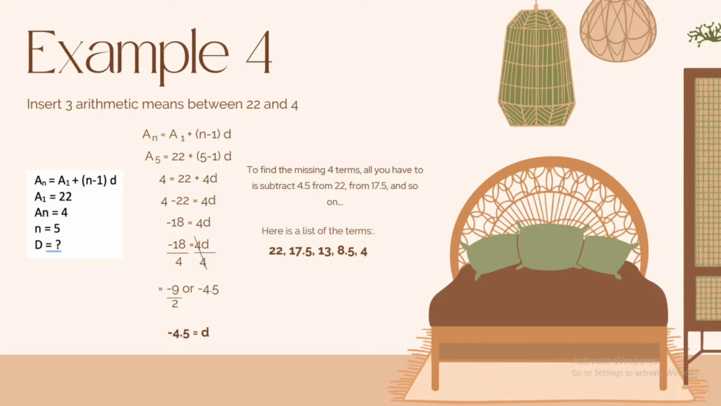To find the missing 3 terms, all you have to do is subtract 4.5 from 22, then from 17.5, and so on. We have 22, 17.5, 13, 8.5, and 4. 17.5, 13, and 8.5 are our 3 missing terms.